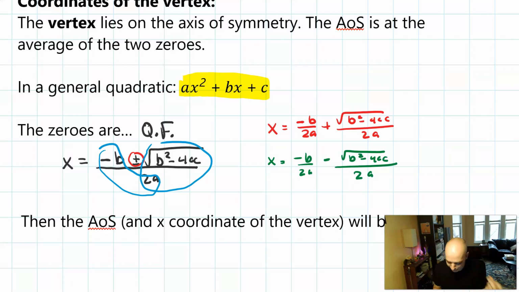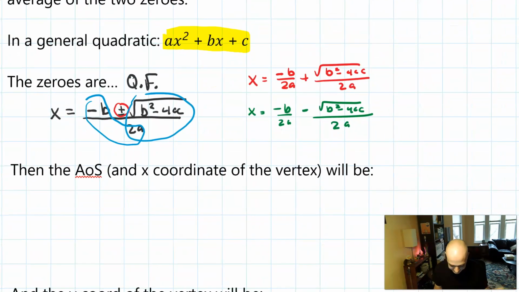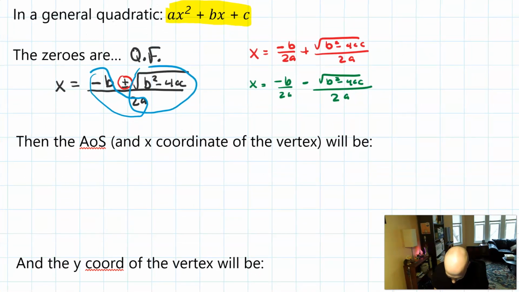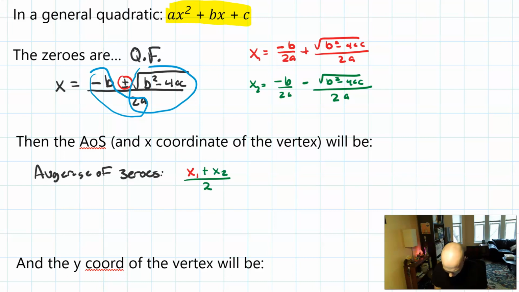And then I want to ask myself, where would the axis of symmetry be, or the x-coordinate of the vertex be? Say I have my two zeros. Why don't I call them x1 and x2 to represent my two zeros? The axis of symmetry would be at the average of my zeros, which would be at x1 plus x2 all over 2. But what would x1 plus x2 all over 2 be?